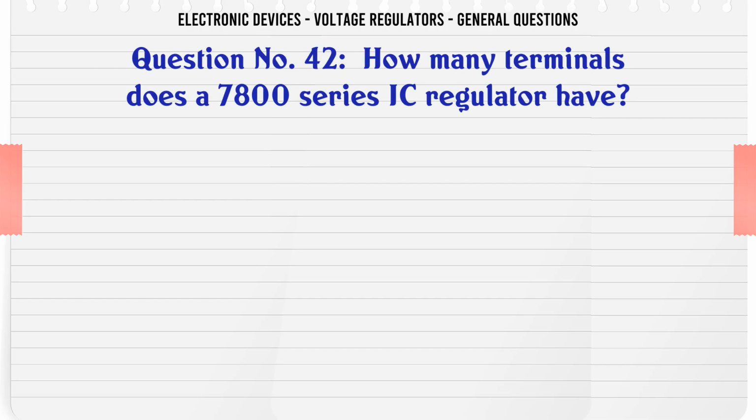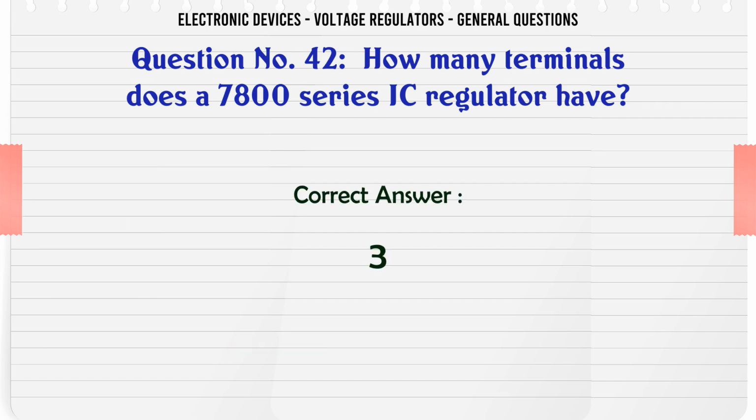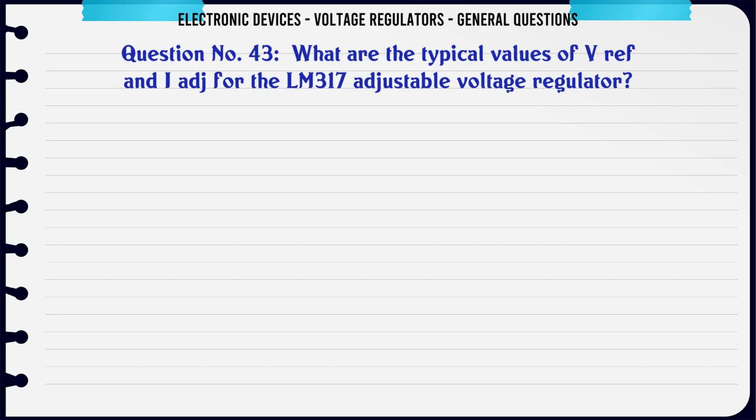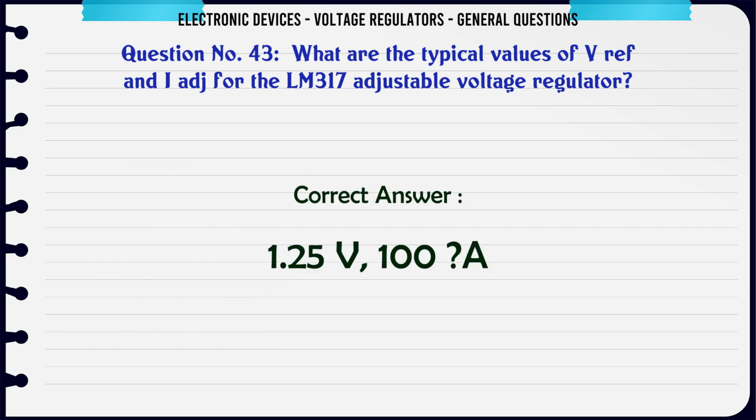How many terminals does a 7800 series IC regulator have? A. 2, B. 3, C. 4, D. None of the above. The correct answer is 3. What are the typical values of Vref and I adjust for the LM317 adjustable voltage regulator? A. 1.0 V, 100 mA, B. 1.5 V, 100 mA, C. 1.25 V, 100 A, D. 1.25 V, 10 mA. The correct answer is 1.25 V, 100 A.